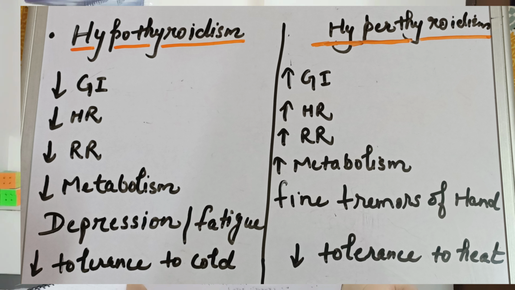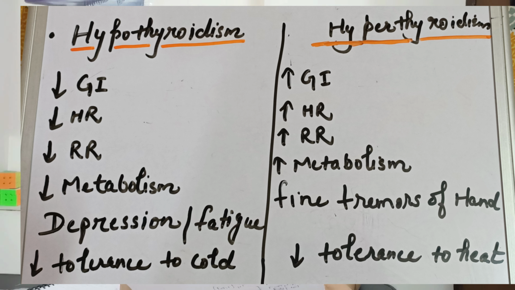Now in a hyperthyroid patient, there is decreased TSH secretion, but the other hormones are increased. In a hyperthyroid patient you will see increased albumin, exophthalmos, increased heart rate, increased GI function, perspiration, palpitations, fine tremors of the hands, poor tolerance to heat, and weight loss. So the patient is very thin, but exophthalmos is there.